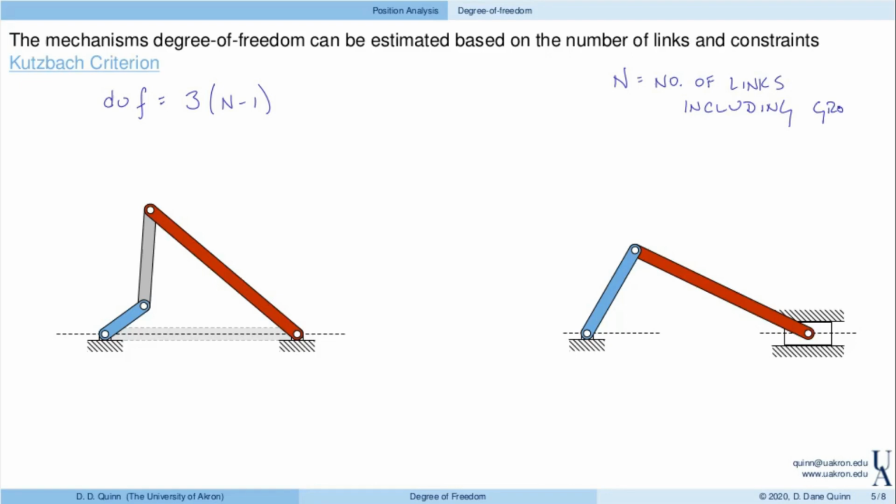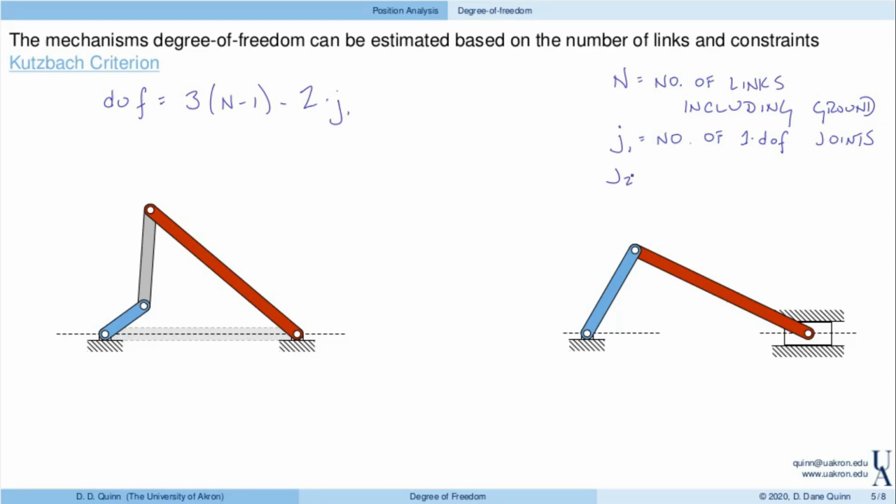We think about the ground as a fixed link. So this is the total number of links or degrees of freedom associated with the links, because the ground has no degrees of freedom. We assume it can't move. And then we'll start subtracting off degrees of freedom for the joints. So J1 is the number of 1 degree of freedom joints. So those were pin joints. Each one of those removes 2 degrees of freedom, so we have 2 times the number of joints.